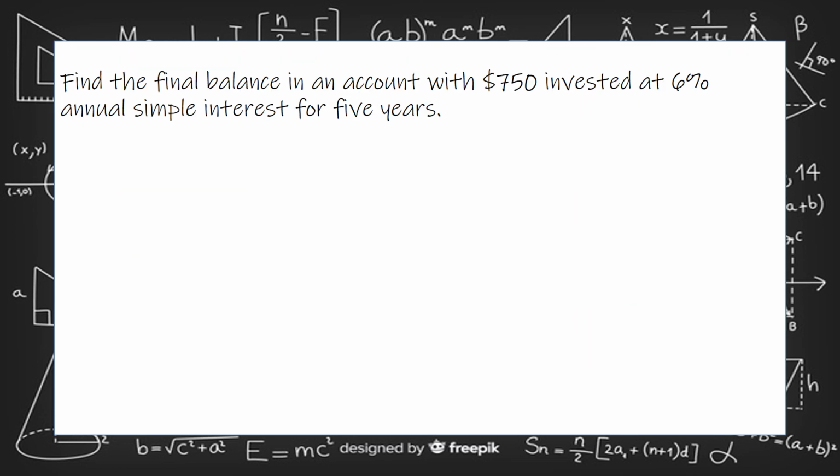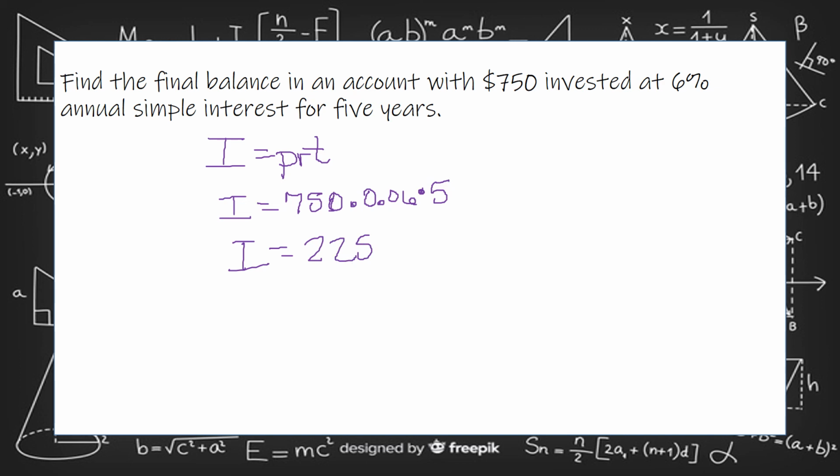Find the final balance in the account with $750 invested at 6% annual simple interest for 5 years. So simple interest is I equals PRT. So we're looking for the interest. The principal, $750. That means the original amount put in there. $750 times the rate. We have to change this to a decimal, so 0.06 times 5 years. So I'm just going to multiply this out, and you can use your handy-dandy calculator there. 750 times 6% times 5. So that means the interest they earned on this was $225.